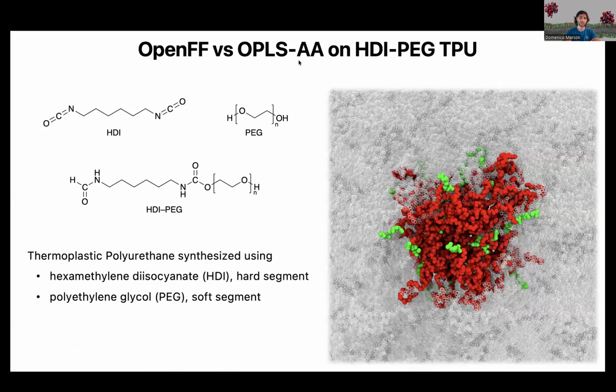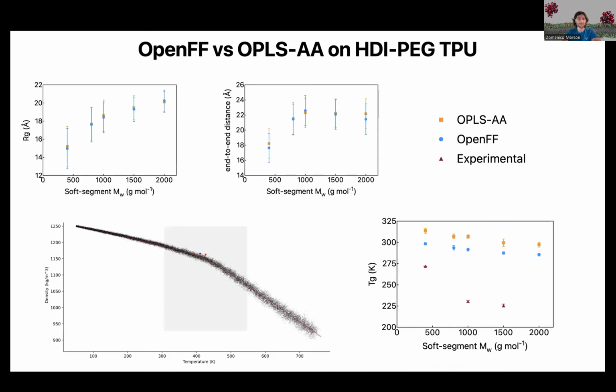So we have some practical examples. We used this OpenFF force field in comparison with OPLS-AA, which is a standard general all-atom force field, on some thermoplastic polyurethanes which were made from HDI and different molecular weights of PEG units, so PEG segments, sorry. And this work was done also with Tatiana.